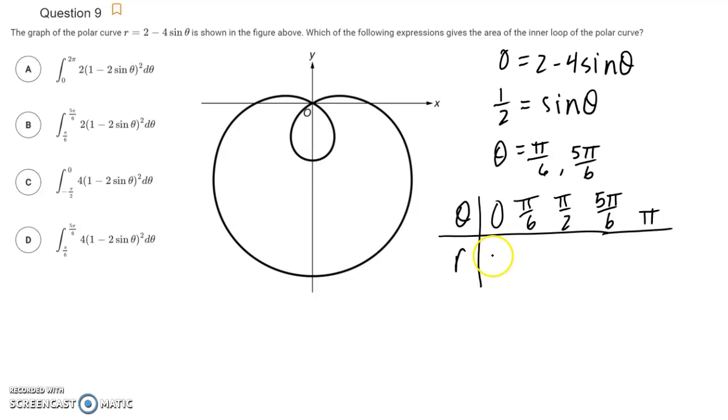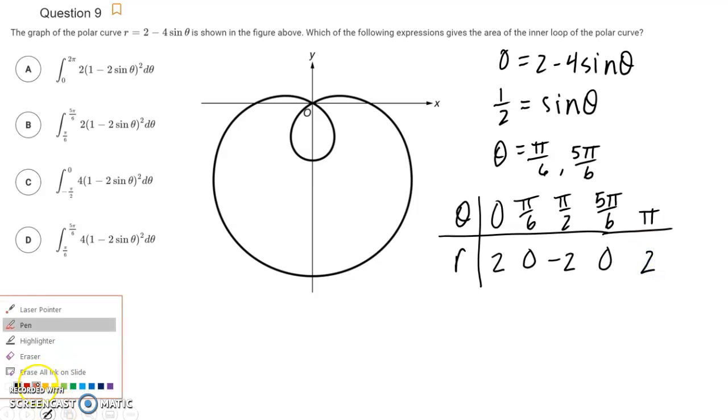All right, so sine of 0 is 0. That gives me 2. Sine of pi over 6 is a half. Half of 4 is 2, so that gives me 0. Pi over 2, 2 minus 4 gives me negative 2. At 5 pi over 6, it's also 0. And then at pi, it would be at 2. So, like I had said in class, more often than not, you're given the graph. So let's see what this looks like.